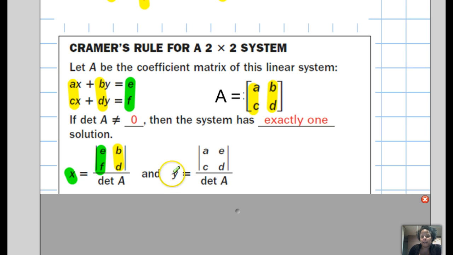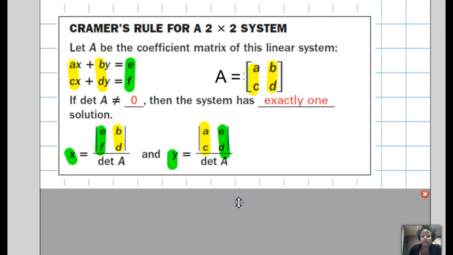To find y, we're going to use the same x column of the coefficient matrix, but the y column, since we're trying to find y, we're going to replace with the right-hand side column over here. So we're going to find the determinant of that matrix and divide it by the determinant of A. And that's how we get a solution. So let's take a look at an example.